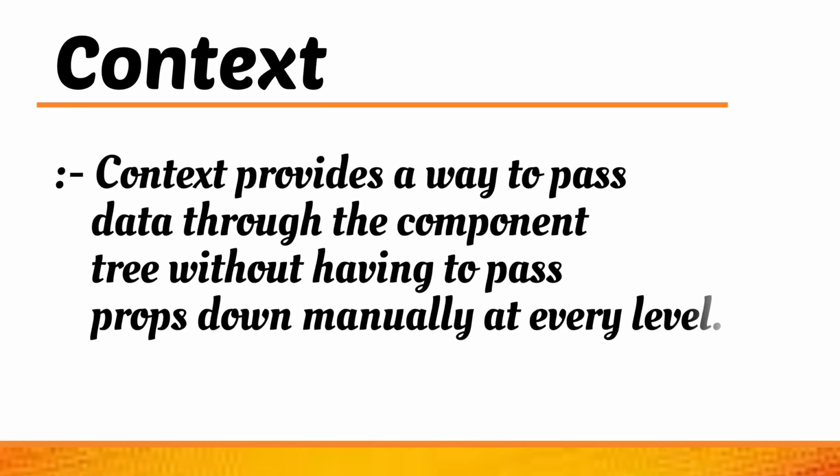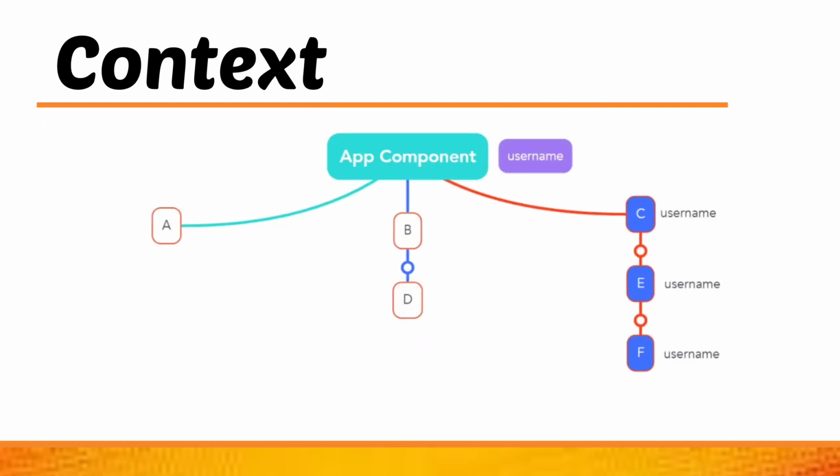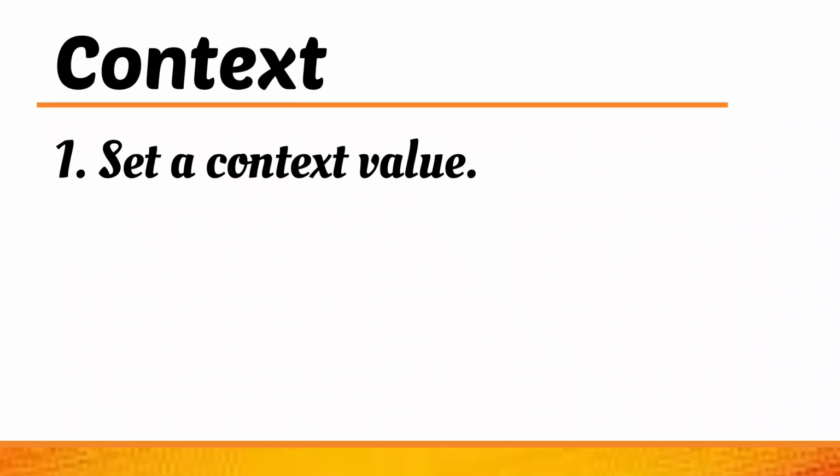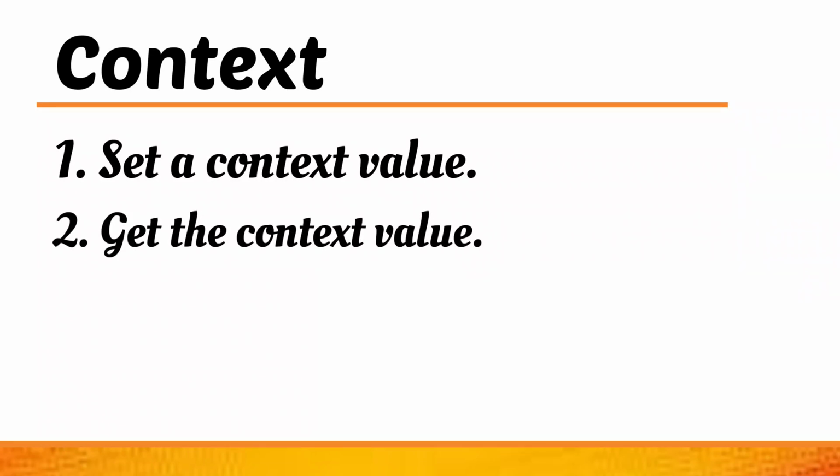The context API provides a way to pass data through the component tree without having to pass props down manually at every level. Let's understand this with the rightmost tree you see on the screen. Our goal is to pass the username value from the app component and read that value in component F using the context API. There are 2 steps to implement when making use of the context API. Step 1. Set the context value in the app component. And step 2. Get the value in component F.